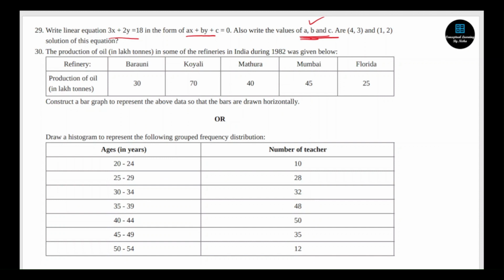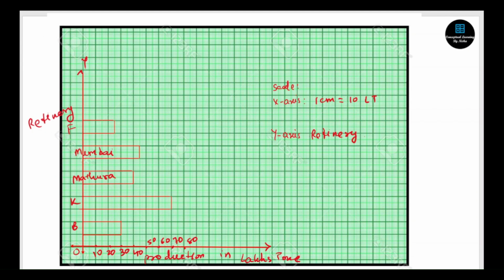Okay. Now here the table is given. Production of oil is given in lakh terms. Alright. And you have to draw the bar graph. Bars drawn horizontally. See, they have mentioned this. So you have to plot this graph. So bars are horizontal and you have to write the full name here. Write everything: x-axis, y-axis, what is represented on x and y, and everything.